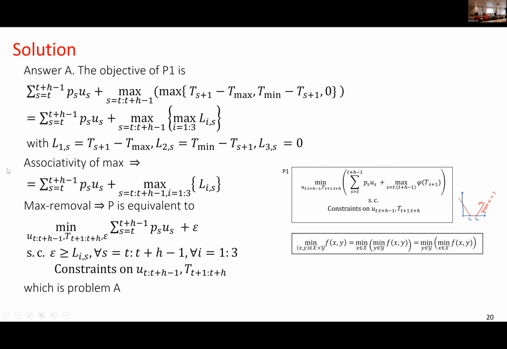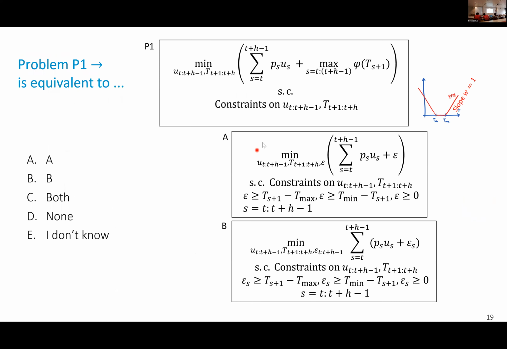Now we saw two weeks ago, max removal. When I have an objective function that contains something that's a max of things, I can get rid of the max by introducing a supplementary variable, epsilon, and adding the constraint that epsilon is larger than all elements of the max here, which is exactly what we do in problem A. Then it means epsilon should be larger than each of those, which gives exactly this. Epsilon is larger than each of those 3 elements for every value of s. So A is the same as P1 here.